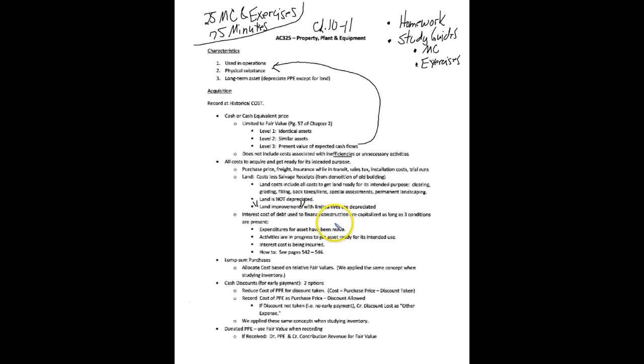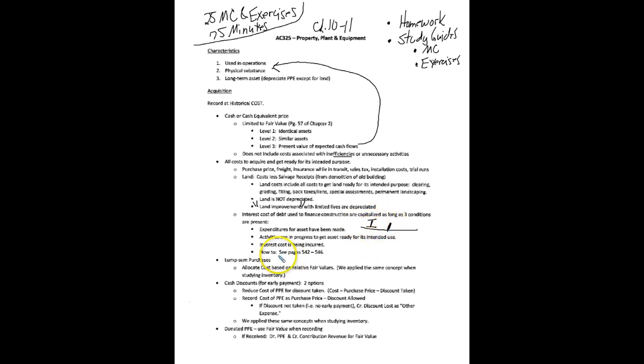Interest. If we borrow money to construct an asset, we capitalize it as long as three conditions are met. We're making expenditures to construct the asset. Activities are in progress to get the asset ready, but it's not ready yet. And we're incurring interest. And we've gone through that, and again, you'll see that in the homework. Up until we actually start using the asset, we can capitalize interest. Not all the interest, there's a formula for that, but we can capitalize this interest until we start using it.